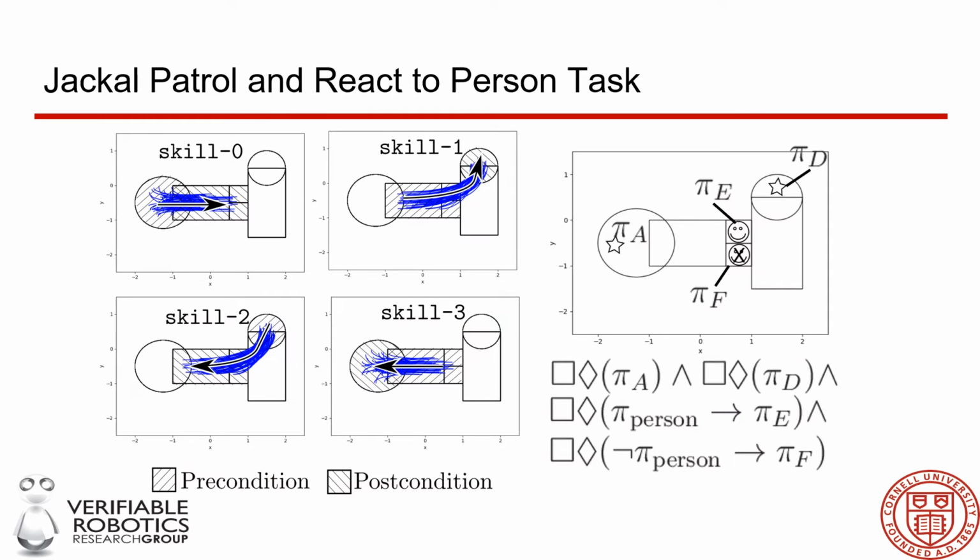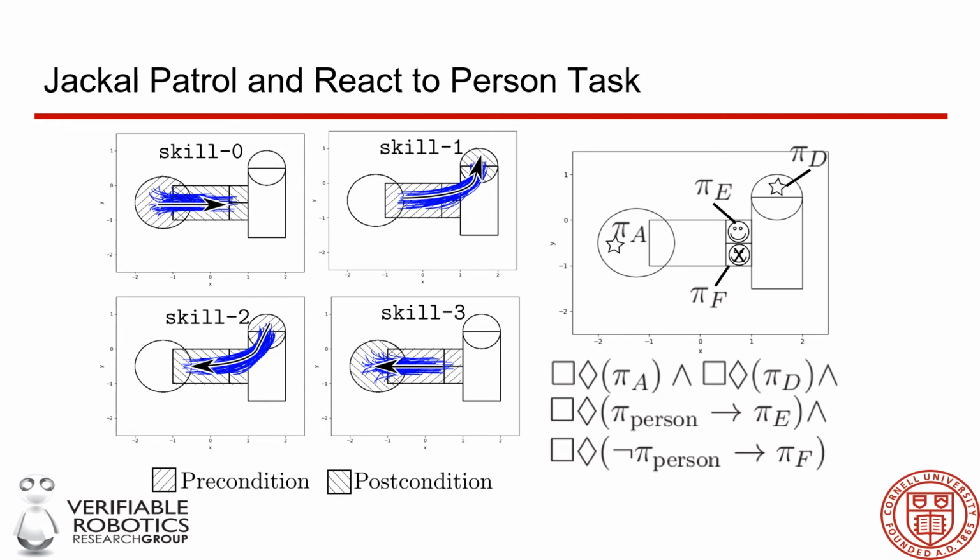Our second physical example is a jackal robot patrolling and reacting to a person. The robot initially has 4 skills, each of which are non-deterministic. The task is to always eventually visit region A, always eventually visit region D, always eventually, when there is a person, visit region E, and always eventually, when there is not a person, visit region F.